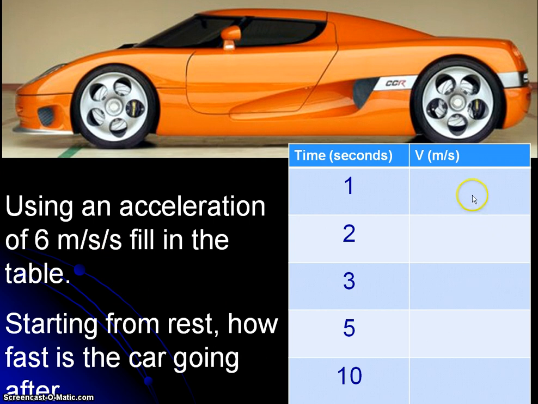So I'll give you the answer to the first one. After 1 second, if it's changing at 6 meters per second every second, that means after 1 second, it's traveling 6 meters per second. Pause now and see if you can figure out how fast it's going after 2, 3, 5, and 10 seconds.